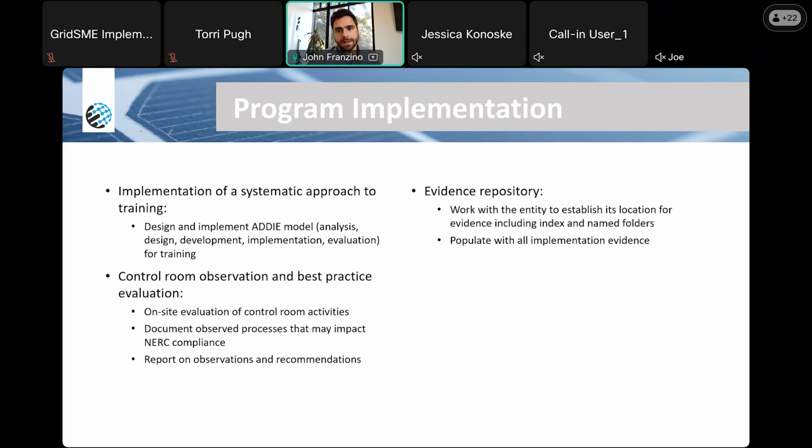And then last and certainly not least is standing up and deciding how you're going to manage evidence long term.